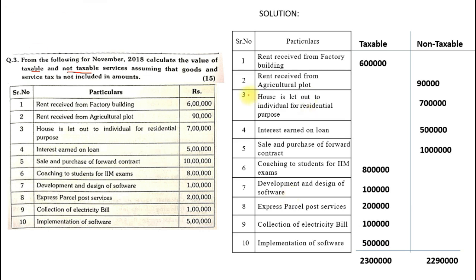If they would have told you, see here saying assuming that goods and services is not included in the amount, and they haven't told us what is the taxable, non-taxable GST. So we just got the sum done here. If they would have asked you to calculate the tax also, on these total values you just have to take 18% GST, whatever is the rate given, otherwise directly 18% GST on these amounts. So this was the very first question.